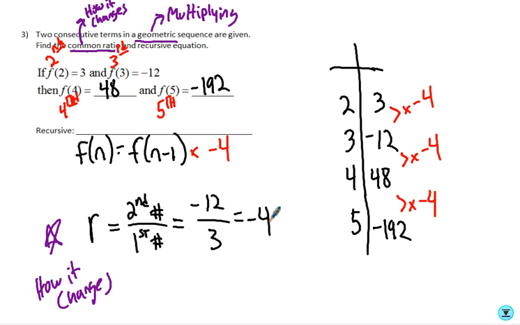So it's basically just saying take the one before it and divide it, which should make sense because we're saying here take the one before it and multiply by -4. So if you want to go the opposite way, you take the one before and divide it, which would give you the -4.